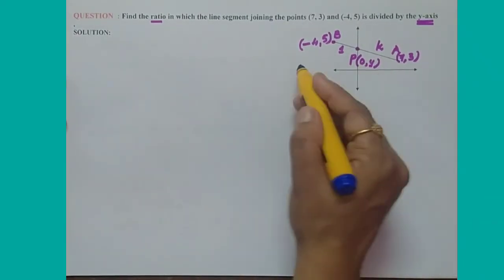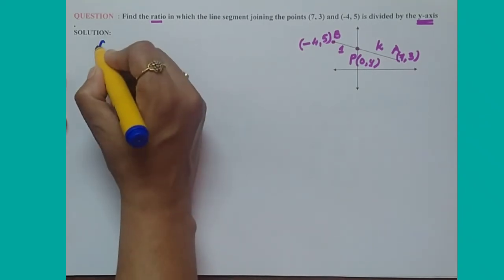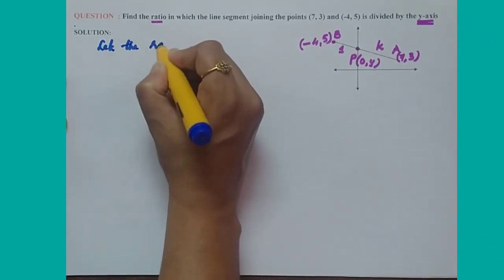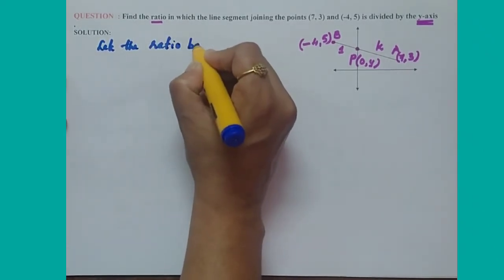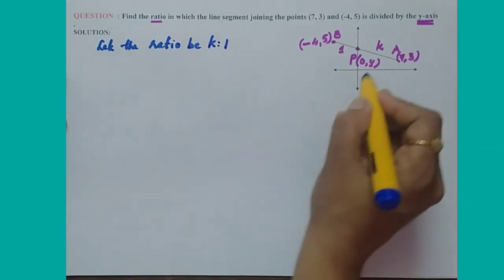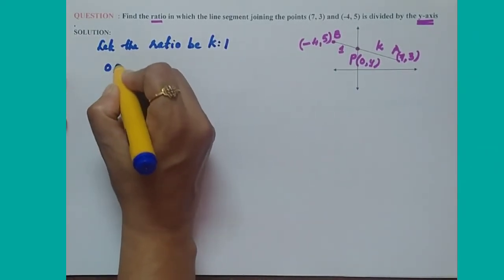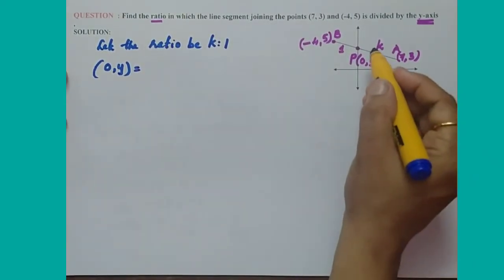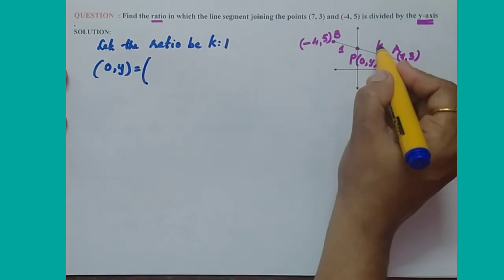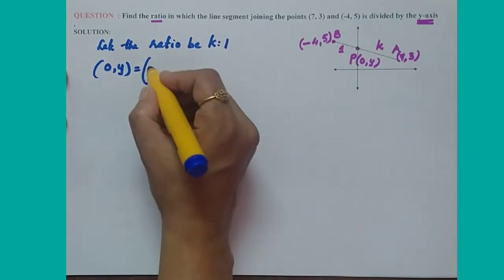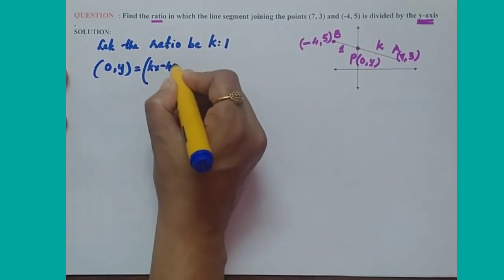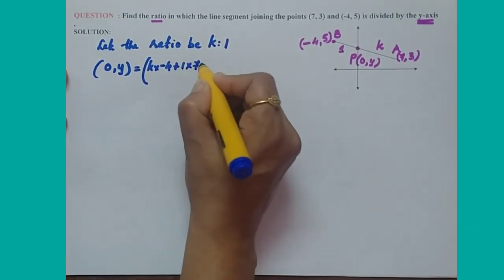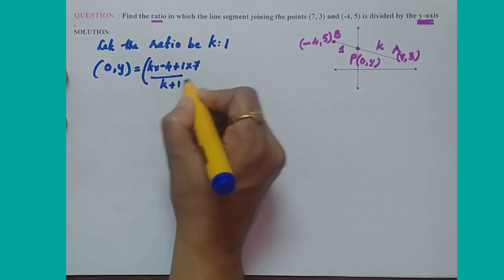Again, what is our method? Our method is the section point on the left side. So let the ratio be k is to 1. Again applying the section formula for 0, y. What about the section formula? k into the faraway x coordinate minus 4, plus 1 into the faraway x coordinate 7, divided by k plus 1. This is the x coordinate.